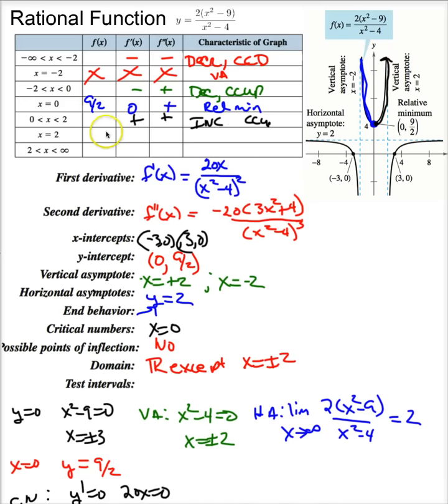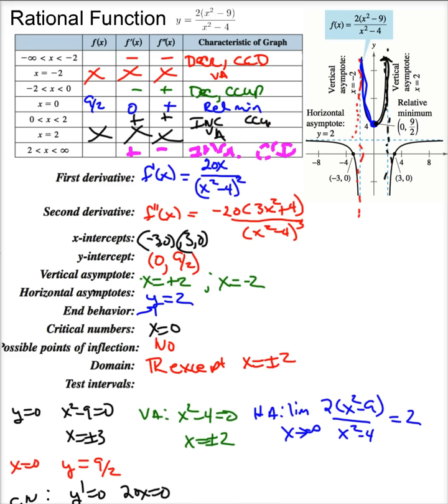Now at x equal 2, f of x is undefined, so I'm going to put a big X there. F prime is undefined, and so is f double prime. And this is a vertical asymptote as well. So I can come in and put this right here as my vertical asymptote. Just as I should come in here and put in negative 2 is a vertical asymptote. And finally, let's go to between 2 and infinity. I see that my first derivative is positive and my second derivative is negative, so it's increasing and it is concave down.